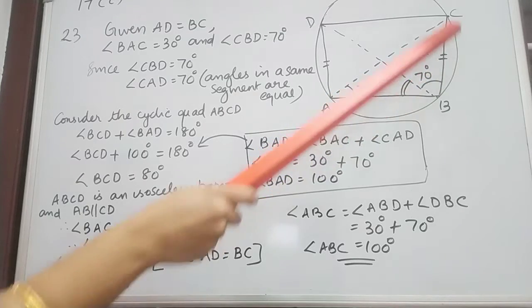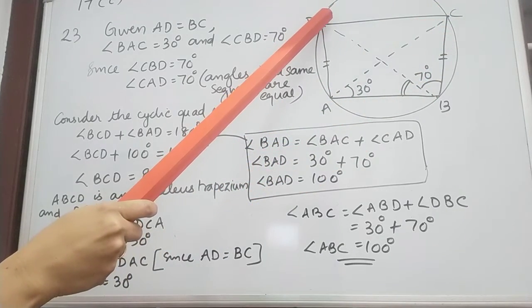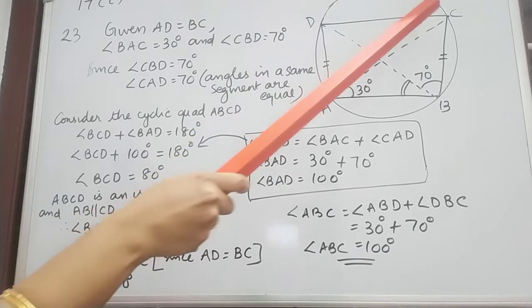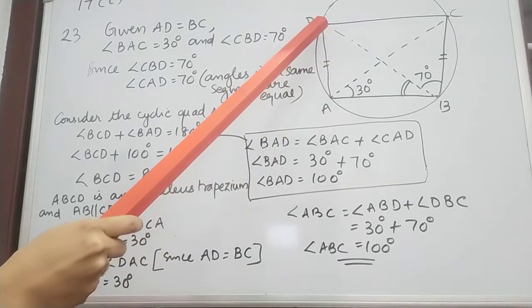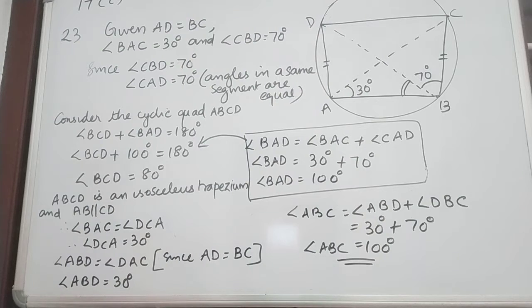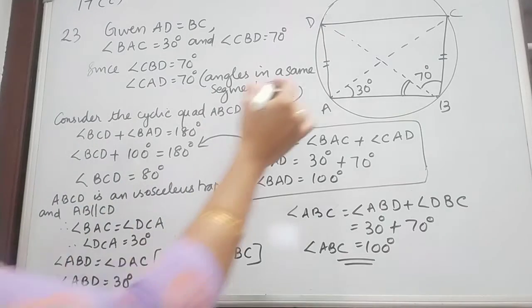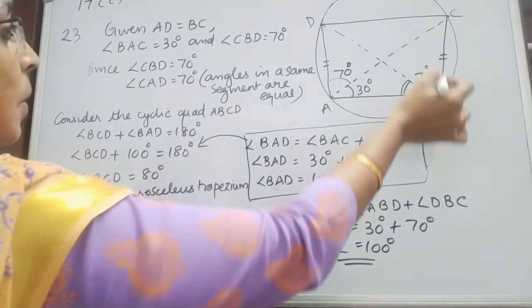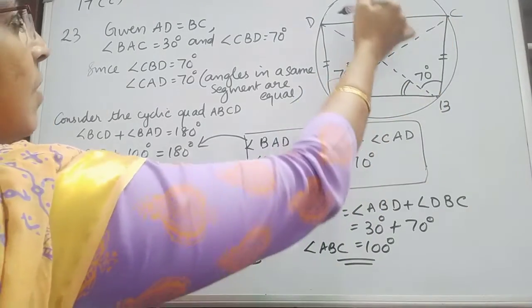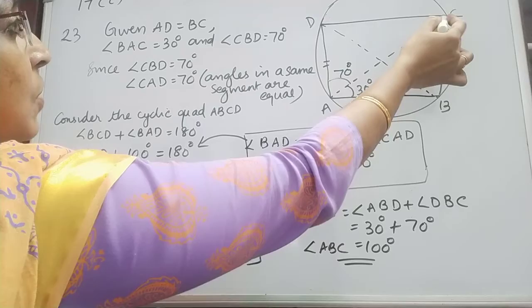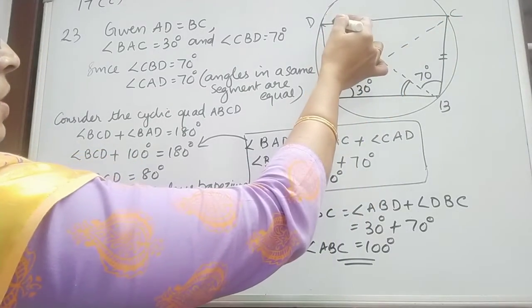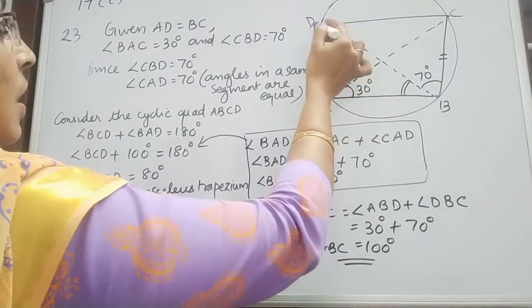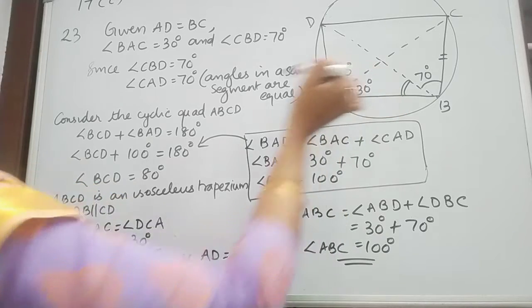Since CBD is equal to 70 degree, we can say CAD also is 70 degree because angles in the same segment are equal. So CAD also will be 70 degree. CBD is 70 degree, lies in the segment CD. So CBD is 70 degree means CAD also will be 70 degree.